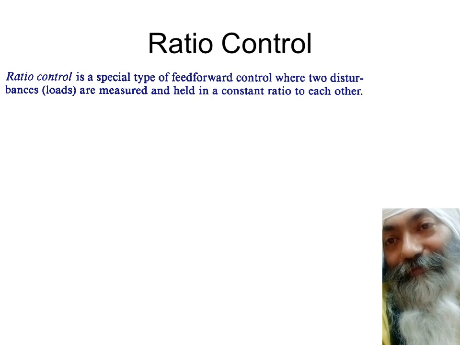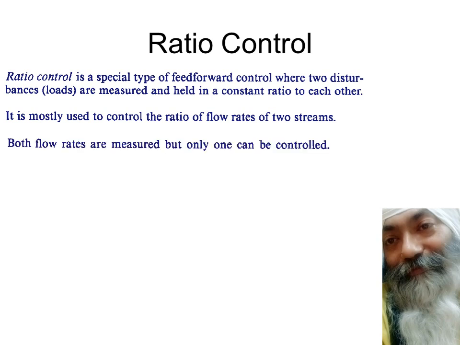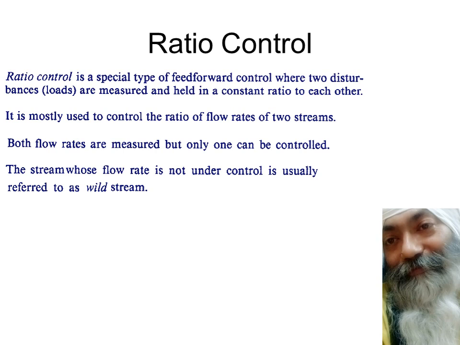It's called ratio control. You have a number of examples of this where we control the ratio of two flow rates or two streams. Both are measured, but only one is controlled. The one which is not controlled is called the wild stream, and the one which is controlled is called the controlled stream. We measure the wild and the controlled, and we change the controlled in accordance with the changes in the wild, so that the ratio of the wild to the controlled always remains constant.